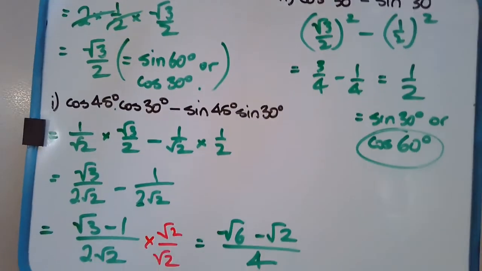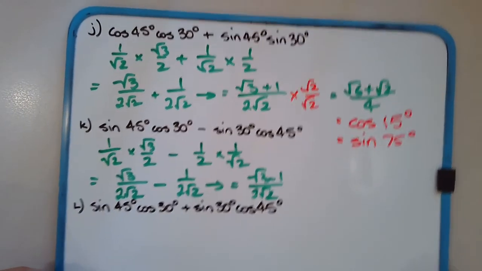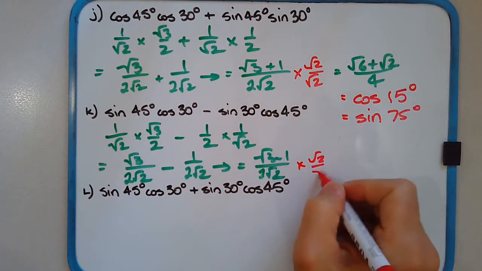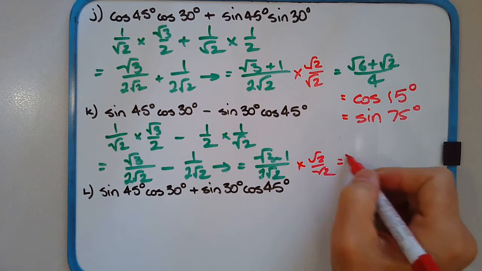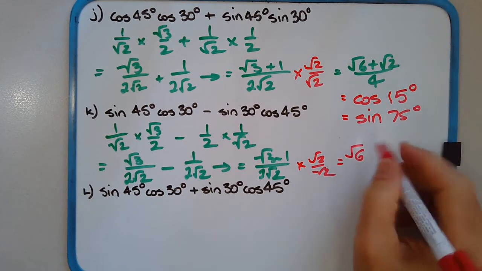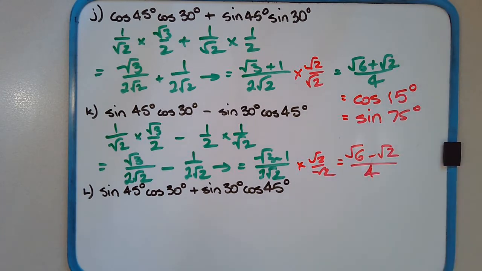Cos of 75 degrees. Okay, it's actually the same as sine of 15 degrees. So if you multiply this by root 2 on root 2, we've done this before, so that's equal to root 6 minus root 2 over 4.